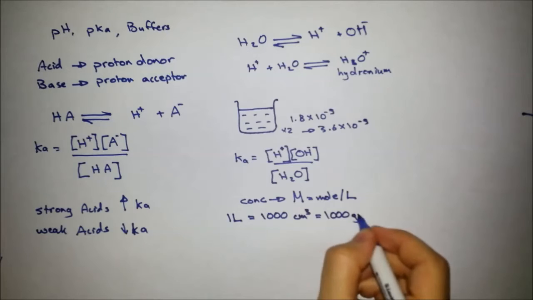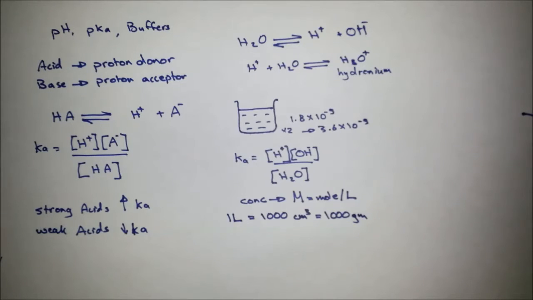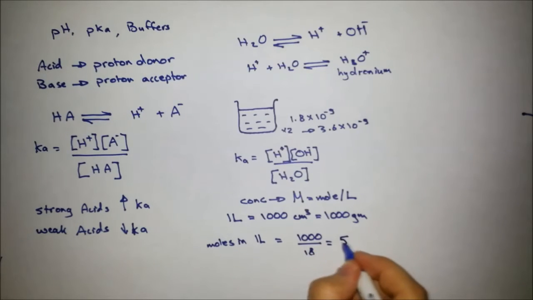will weigh 1000 grams. And to calculate how many moles of water we have in a liter, we will divide the weight, which is 1000 grams, by the molecular weight of water, which is 18: 2 for the 2 hydrogens and 16 for the oxygen atom. This is equal to 55.56 moles.